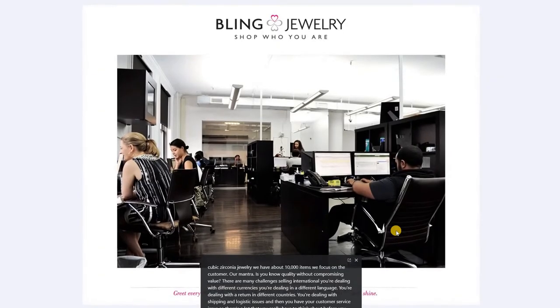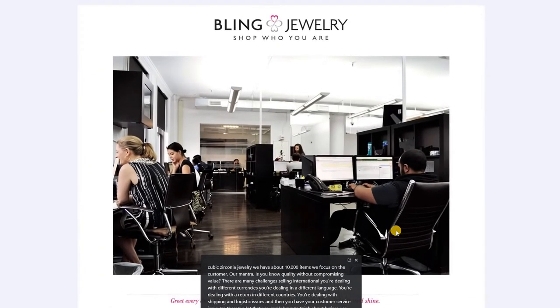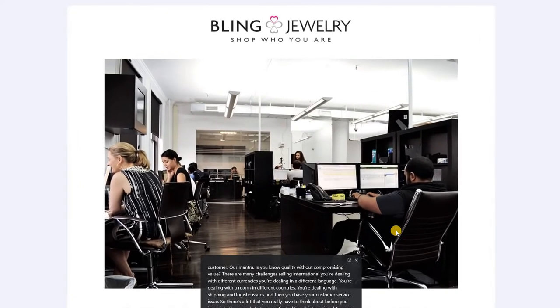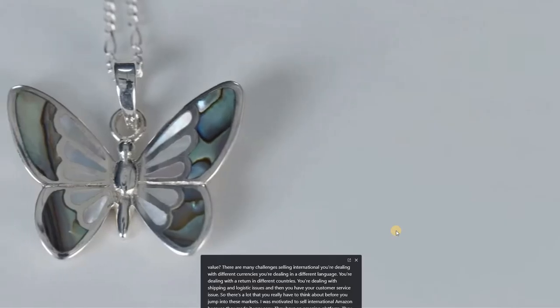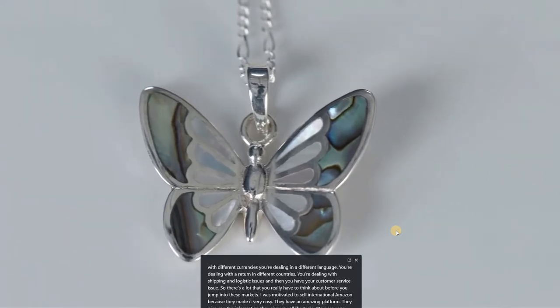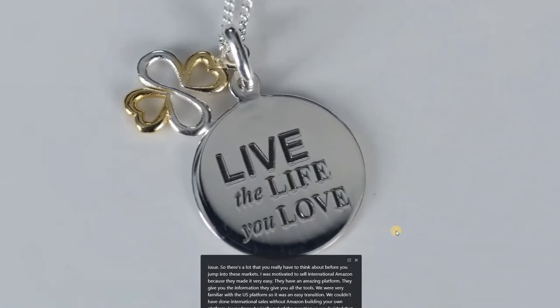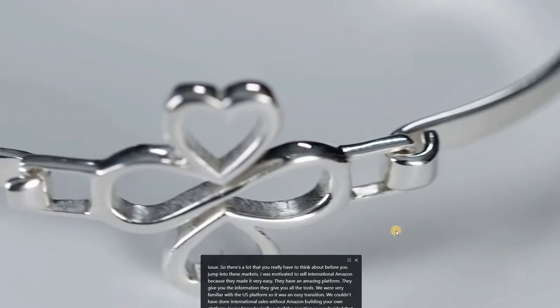I was motivated to sell internationally on Amazon because they made it very easy. They have an amazing platform, they give you the information, they give you all the tools. We were very familiar with the US platform, so it was an easy transition. We couldn't have done international sales without Amazon. Building your own platform is basically out of the question. So we decided, why not try it? It's not a big investment and the returns are well worth it.